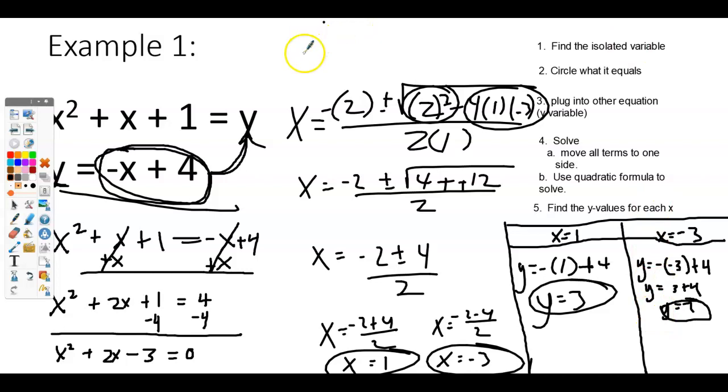But another way you could write your answer, which is actually probably the better way, is to put the x value and the y value that go together. So for instance, when x was 1, y was 3. And so it's just better to write it as a point so you know that those go together. So there's one solution. And then we have the other x value, negative 3, which gave me a y value of 7.